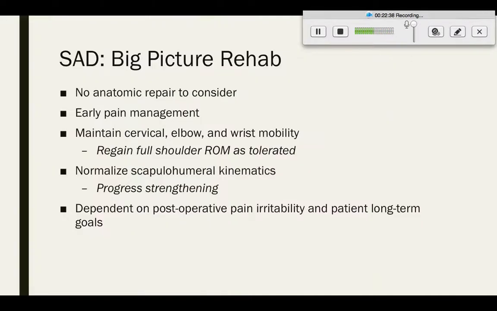unnecessary complications. So with the rehab on this one, again, there's no anatomic repair to consider. The biggest thing is early pain management. You want to maintain your cervical, elbow, and wrist mobility and regain full shoulder range of motion as tolerated. Again, normalizing our scapulohumeral kinematics and progressing strengthening as tolerated. This rehab is typically dependent on post-operative pain, irritability, and the patient's long-term goals.